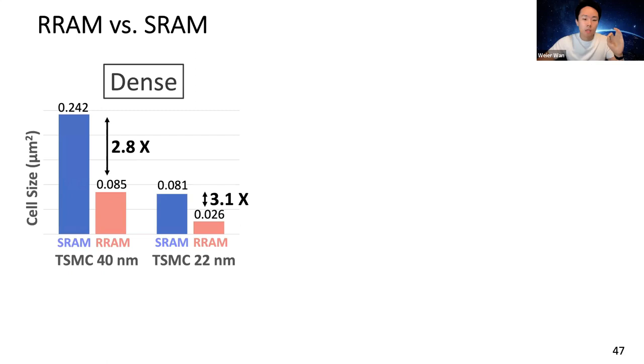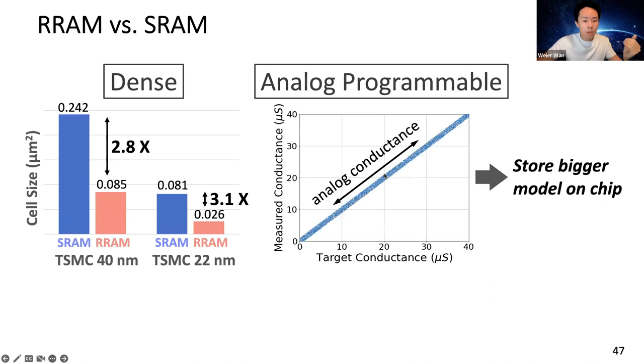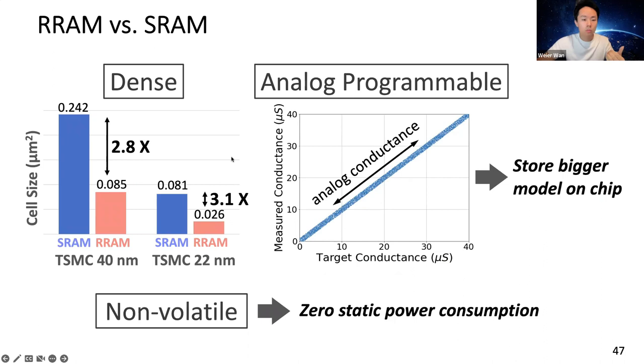Meanwhile, RRAM is analog programmable, which means that each cell can store multiple bits. Together, these two properties would allow an RRAM array to potentially store a bigger AI model within the same area footprint. Also, due to its non-volatility, the information can be retained without static power consumption. This is very desirable for low duty cycle workloads that either always drain static power or alternatively require frequent power down and wake up. And such low duty cycle workloads are actually pretty common in tinyML scenarios.